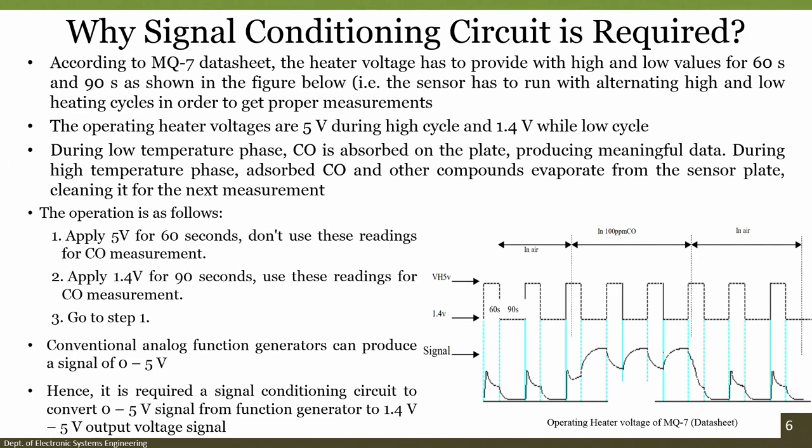So, the operation is as follows: apply 5 volts for 60 seconds, do not use these readings for CO measurement. Apply 1.4 volts for 90 seconds, use these readings for CO measurement. Go to step 1 and follow the steps again.